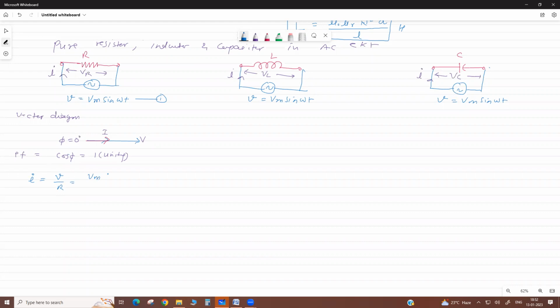Now V is Vm sin omega t, divided by R. This part is the voltage divided by resistance, and it gives the peak value Im sin omega t. So see these two equations, 1 and 2. The current and voltage are in the same phase. There is no phase difference.